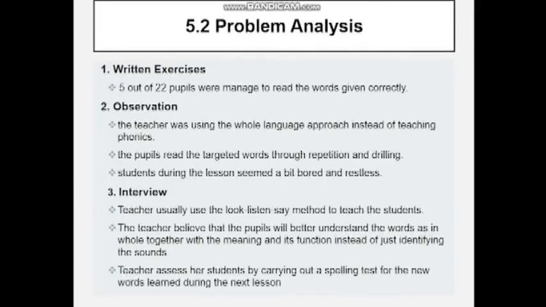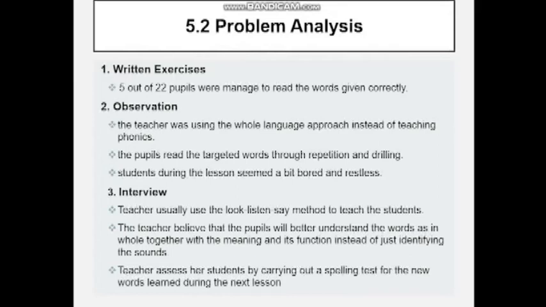After we identify the problems, we come to problem analysis. From the written exercises or the reading worksheet, we found out that only 5 out of 22 pupils managed to read the words given correctly. That means the rest actually can't read the words.